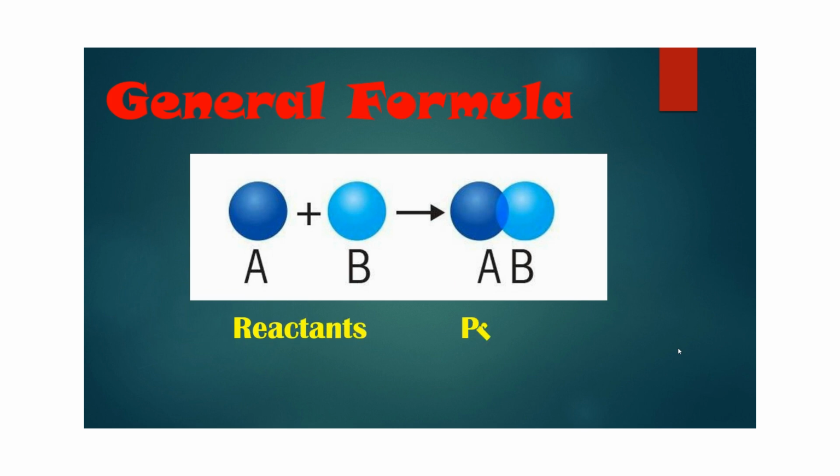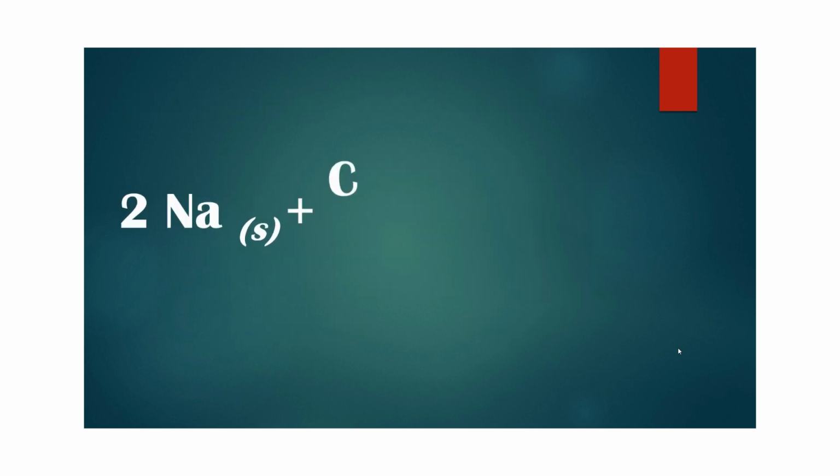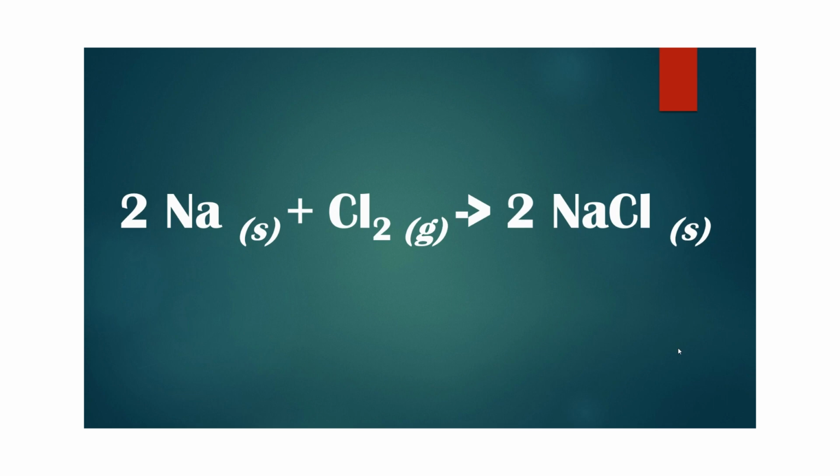For example, to produce sodium chloride, sodium metal reacts with chlorine gas. Notice that in the equation, chlorine is written as Cl2 because it exists as a diatomic molecule in nature. Six other elements also exist in the same manner, such as hydrogen, nitrogen, oxygen, fluorine, bromine, and iodine.